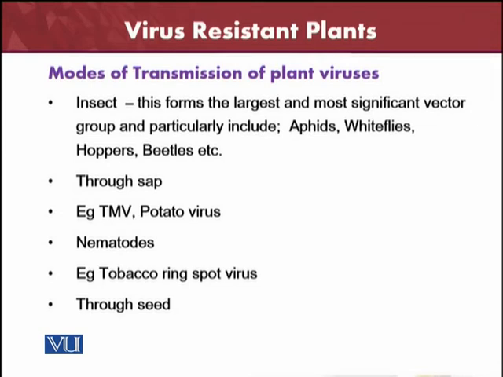Insects form the largest and most significant vector group, and particularly include aphids, whiteflies, and hoppers. The leaf hopper is very important in transmitting the disease, and then the beetles, which can also transmit the disease through the sap. Sap transmission is the spread of disease from one plant to another because of injury or damage caused to the plants.